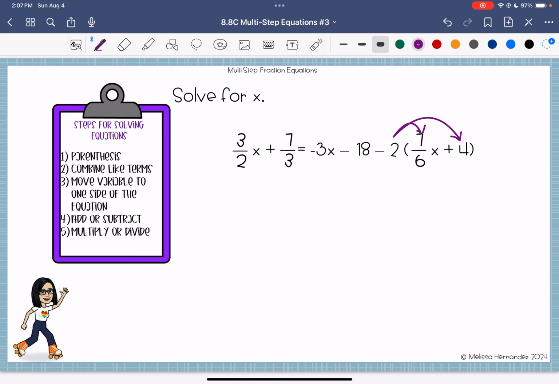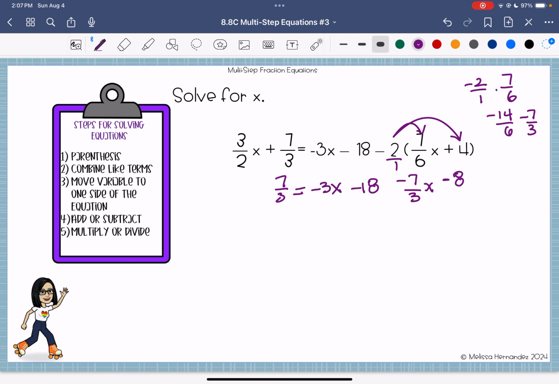So you're going to multiply -2 over 1 by everything inside. So in this case, it's -2 over 1 times 7 over 6. That simplifies to -14 over 6, which is -7/3. Okay, and then -2 and +4 is -8. I'll bring down the -18 and the -3x. I'll go ahead and bring down what's on the other side. Okay, now the parentheses are gone.